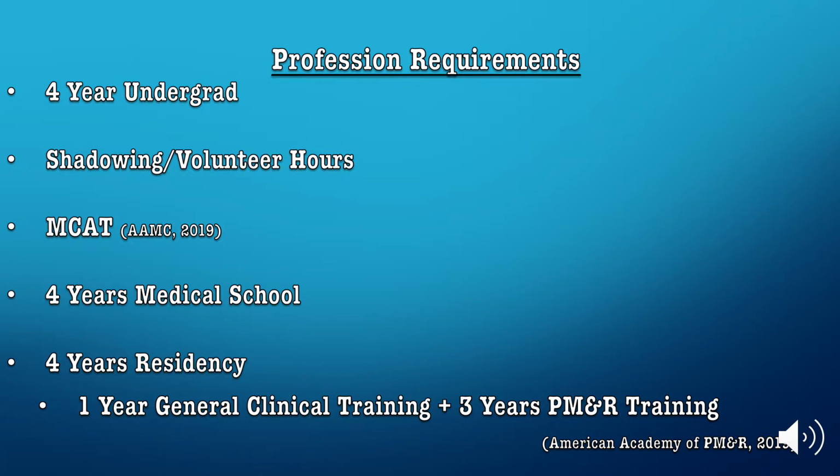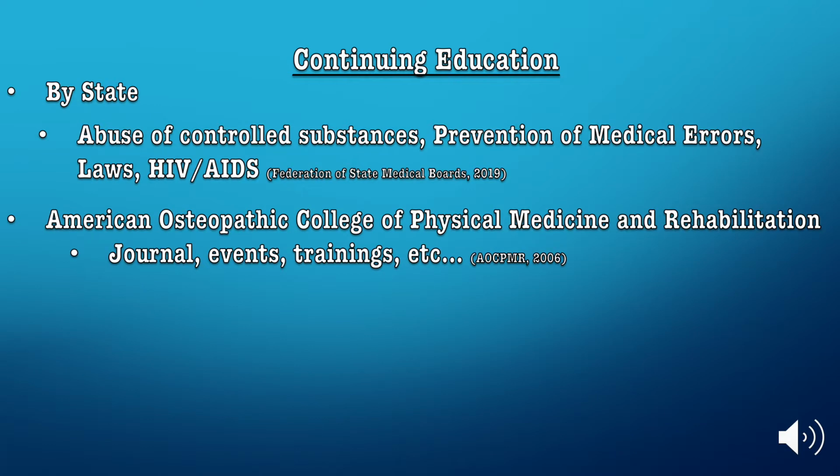So after 4 years of medical school, you will have 4 years of residency to specialize in PM&R, 1 year of general clinical, and 3 years of specific PM&R. Once you're a doctor, there is some continuing education by state. There are mandatory continuing educations for all specialties, such as abuse of controlled substances, prevention of medical errors, laws and legislation, and HIV and AIDS.